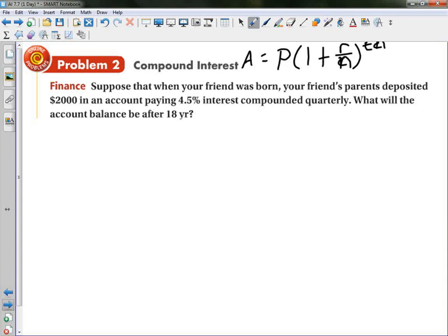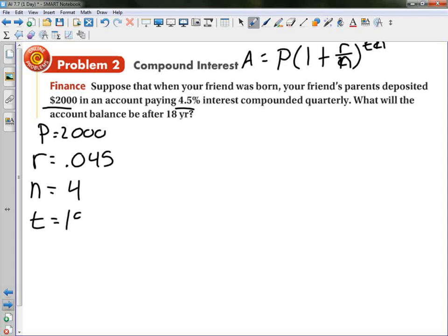Well, let's see. What about p? Do we know p, the principal amount? It is 2,000. What about my rate? What's my rate expressed as a decimal? Well, it's 4.5%. That's 0.045. n is the number of compounds per year. Well, quarterly, there's 4 quarters in a year. And t is time, which is 18 years.